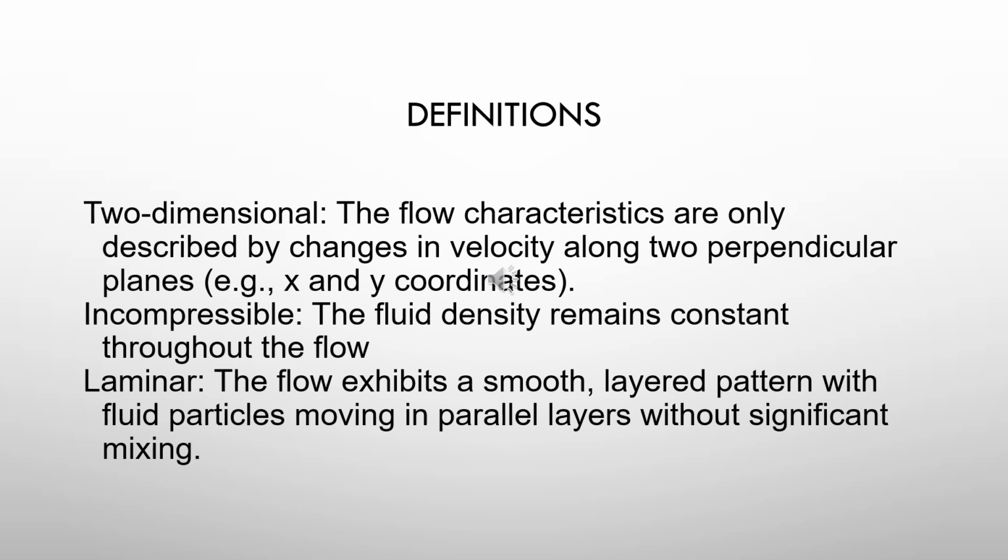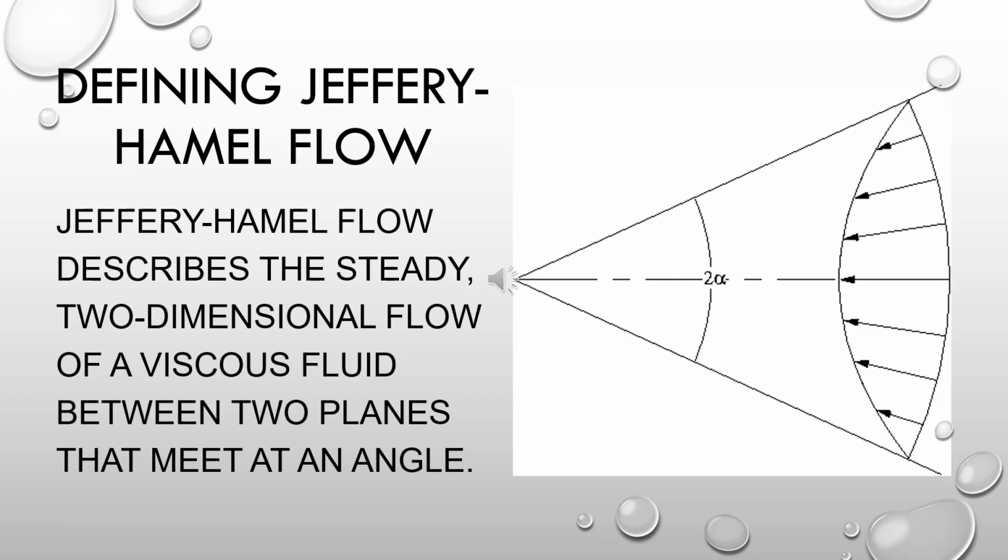It is two-dimensional, so the flow characteristics are only described by changes in velocity along two perpendicular planes. It is incompressible, so the fluid density remains constant throughout the flow, and it's a laminar flow, so the flow is smooth with no significant mixing. The Jeffery-Hamel flow describes the steady two-dimensional flow of a viscous fluid between two planes that meet at an angle.